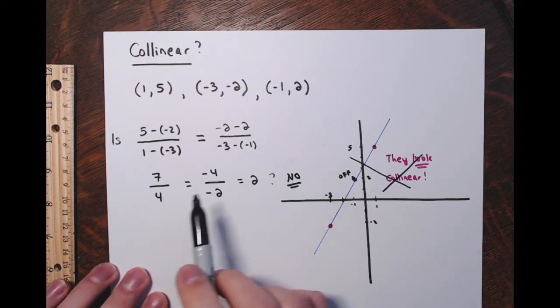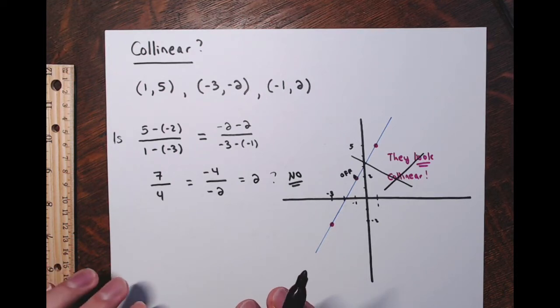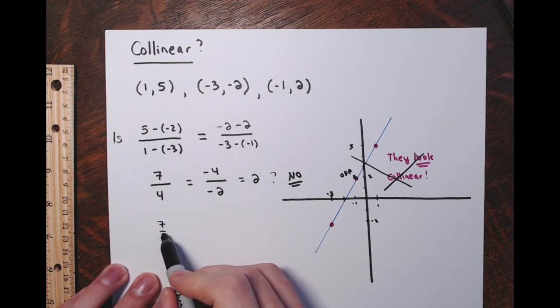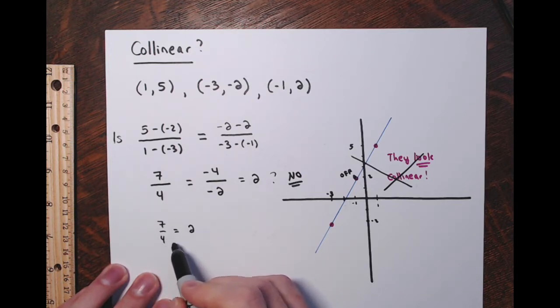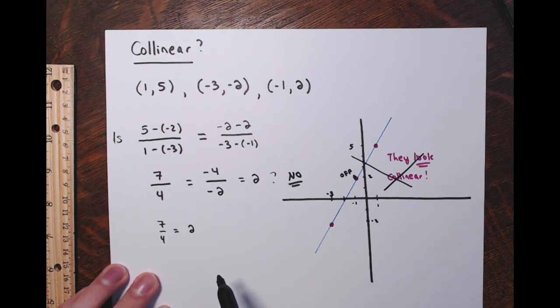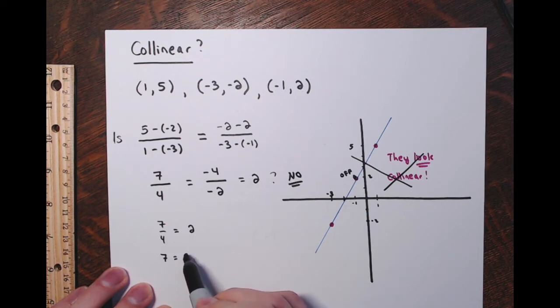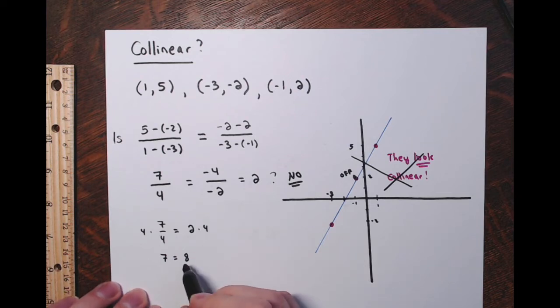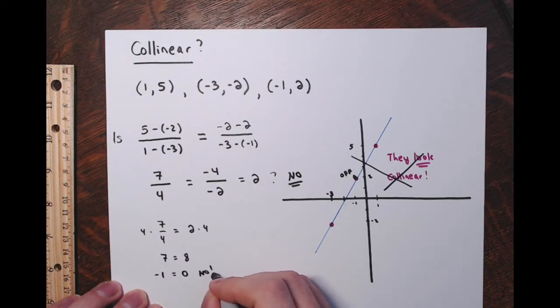Now, let me show you where this whole determinant thing comes from, what they're saying about the determinant of some matrix being equal to 0. If I mess with this, 7/4 equals 2, and if I multiply both sides by 4, that would be 7 equals 8. So you can clearly see that this isn't working out. And then take everything to one side. Say I subtract 8. So that'd be -1 equals 0.